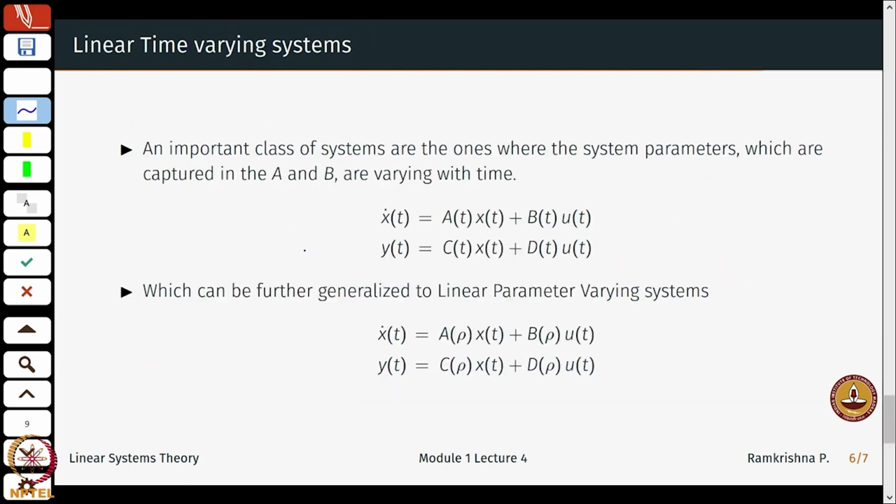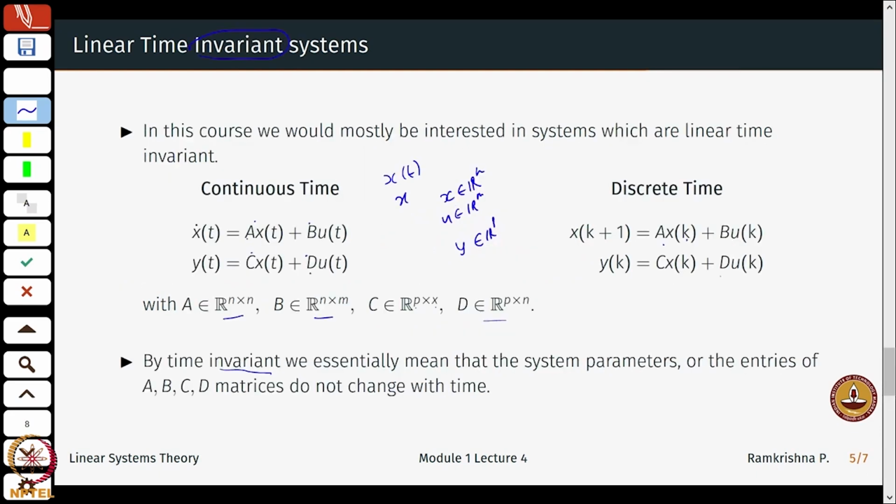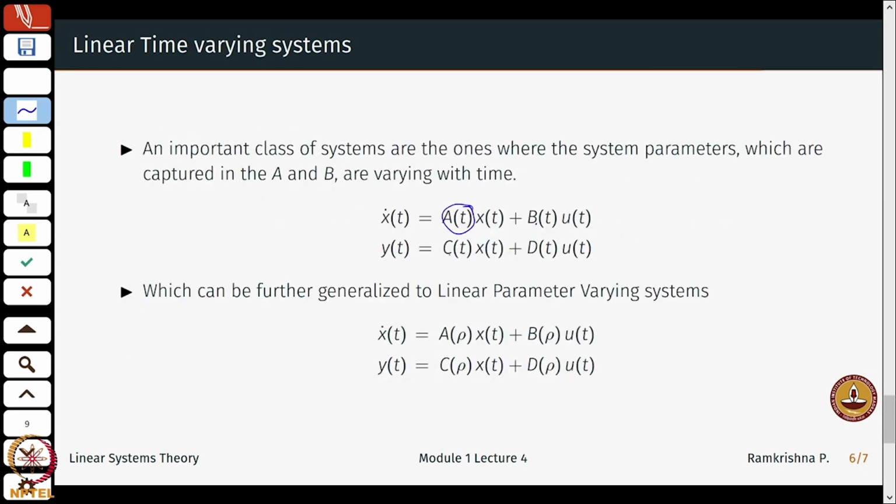Time varying systems, where maybe my fitness level will change with respect to my age. That can be modeled as a time varying system where the parameters are the ones which are varying with time. A, B, C and D are now also functions of time. Still, these are linear systems. There is nothing that is adding to the complexity here. I am still looking at linear systems, but where the parameters are changing with time.